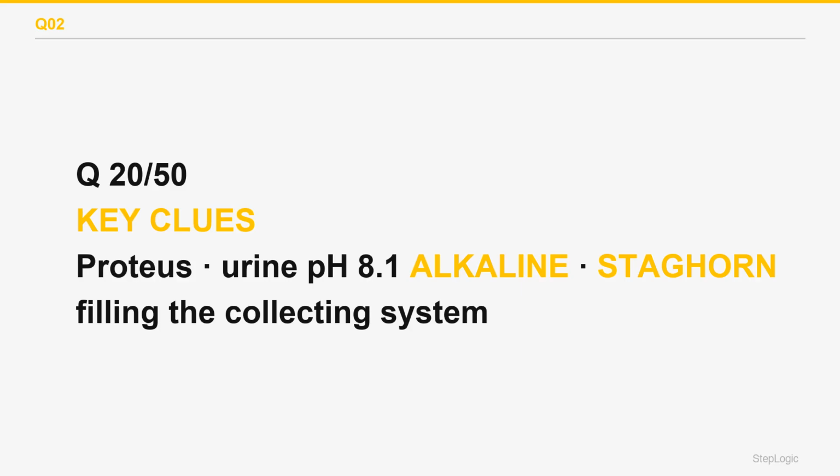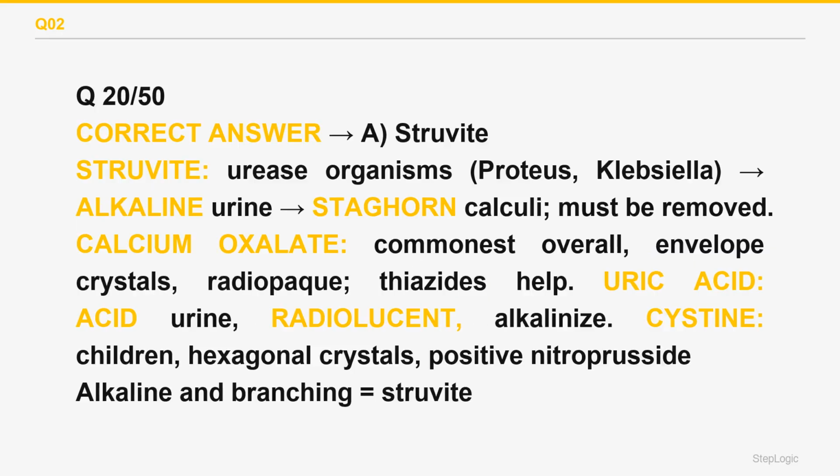Uric acid stones form under the opposite condition, acidic urine below 5.5, and they are radiolucent, so choice C is excluded by the pH alone. The correct answer is A. Calcium oxalate remains the commonest stone overall, and is the default answer when no pH or organism is specified, which is why choice B is the most tempting distractor. But its formation is not pH driven, and it does not produce staghorns.